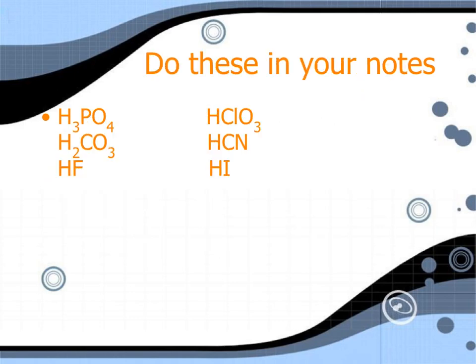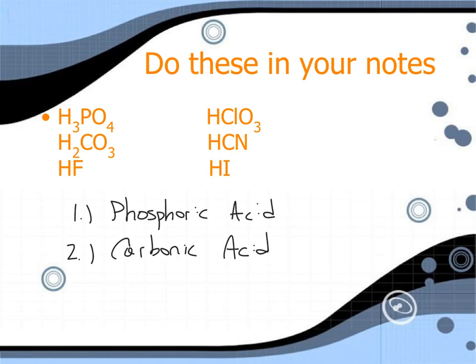These last couple are practice problems that you can do in your notes, and I'm going to go through the answers right now. This first one is hydrogen phosphate. Translate that to acid name, it's phosphoric acid. Again, no hydro, because phosphate, ATE endings have no hydro. Going down, again I have hydrogen carbonate. ATE ending, no hydro. The name becomes carbonic acid. Number 3, hydrogen fluoride. IDE ending has a hydro in front.